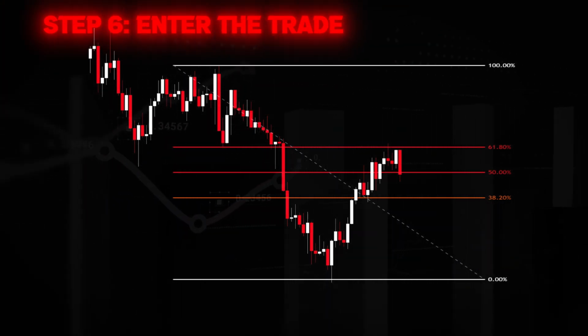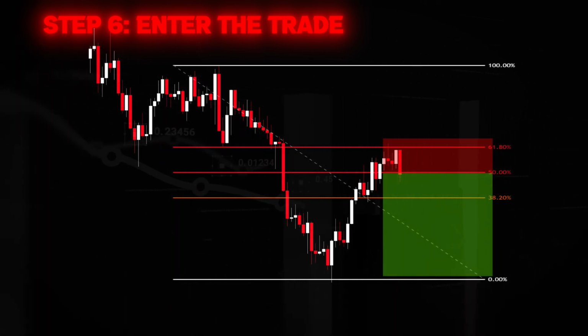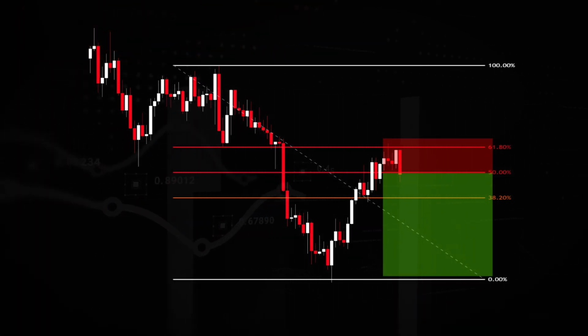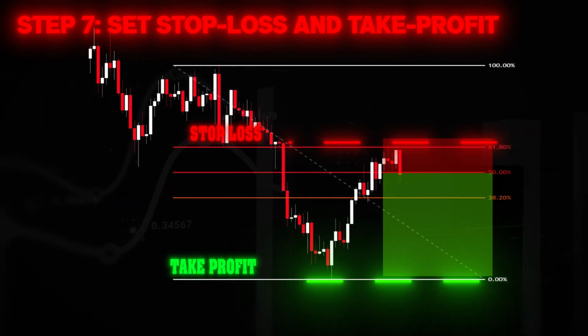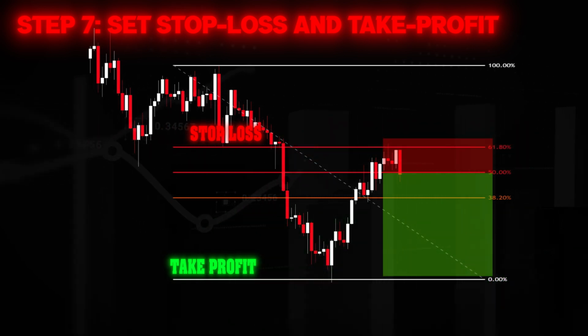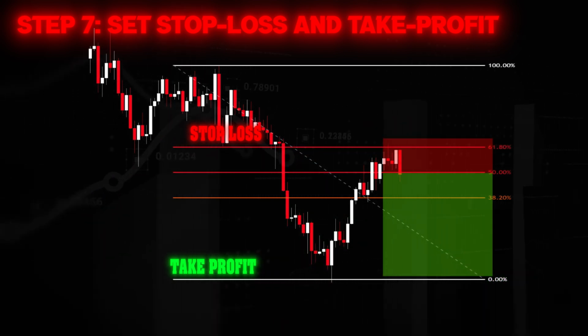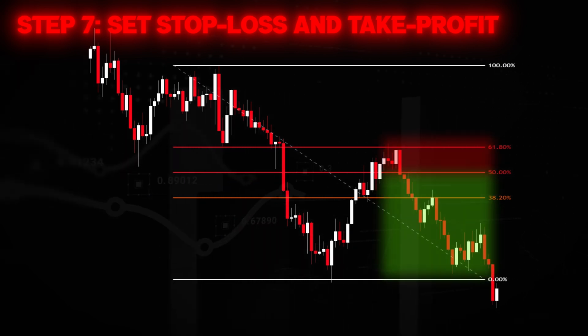Step 6. Enter the trade. Once you have the candlestick confirmation, enter your short position at the identified Fibonacci level. Step 7. Set stop loss and take profit levels. Place your stop loss slightly above the swing high to protect against unexpected reversals. Set your take profit level at a previous low or a projected Fibonacci extension level to maximize potential gains.